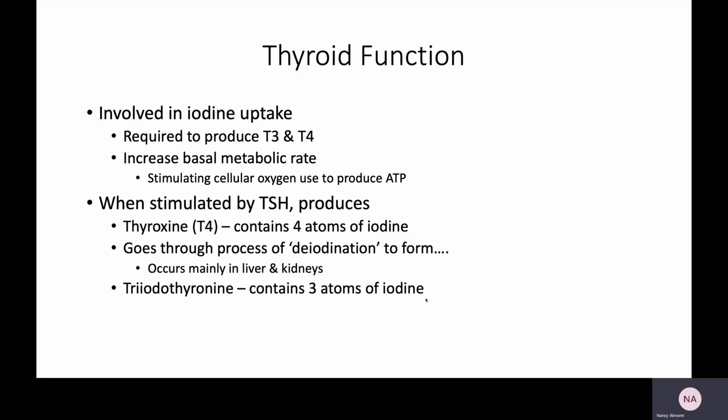It is involved in iodine uptake, and in fact iodine is required to produce the hormones that the thyroid produces, which are T3 and T4. Their job is to increase your basal metabolic rate. In other words, use oxygen to produce ATP.